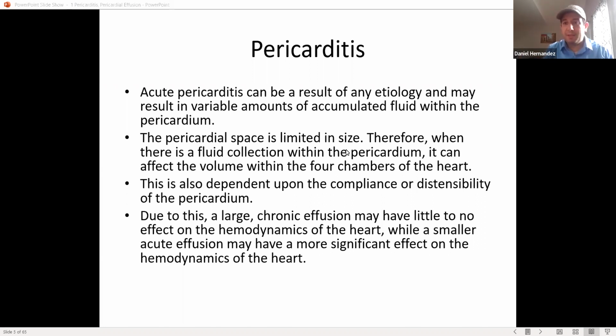Yes, a large volume of fluid is not good, but if it's been slowly accumulating over time and the heart has gotten a chance to adapt, and the pericardium has become compliant to that amount of fluid, the hemodynamics within that heart may not necessarily be that compromised, even though we see this large, massive effusion. So don't be taken aback by just the degree of effusion. If you put your probe down and see a large pericardial effusion, it doesn't necessarily mean that this patient's going to have tamponade.